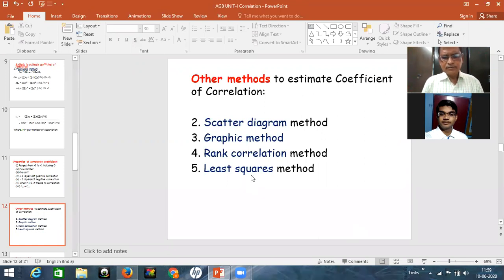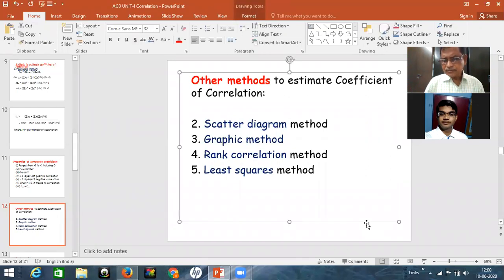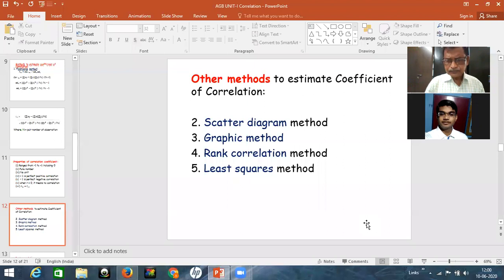But here, in both the scatter diagram method and the graphic method, we cannot find a definite value or magnitude of the coefficient of correlation. But in the case of rank correlation, we can find the definite magnitude of the coefficient of correlation, like in the case of least squares also.